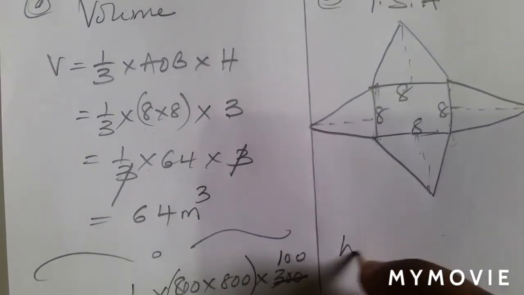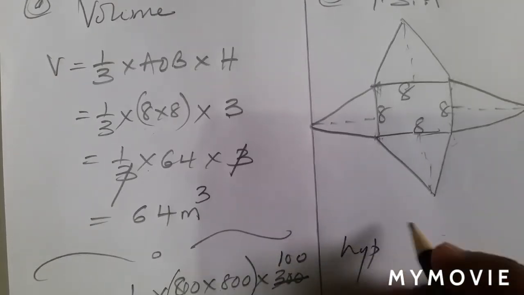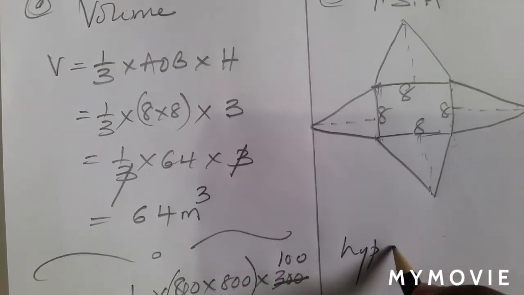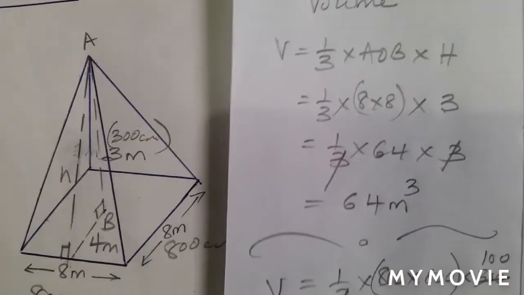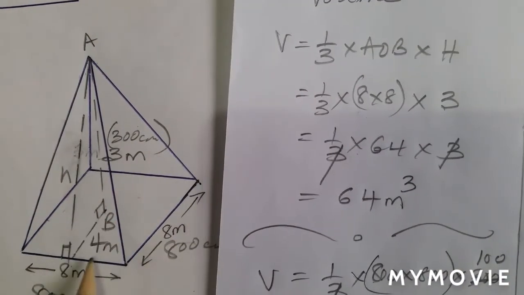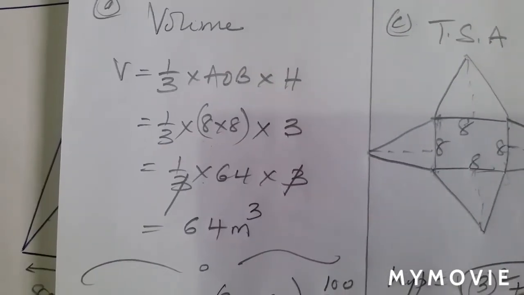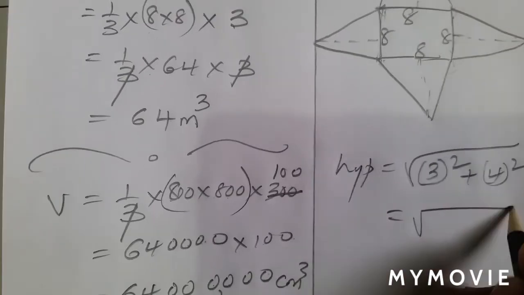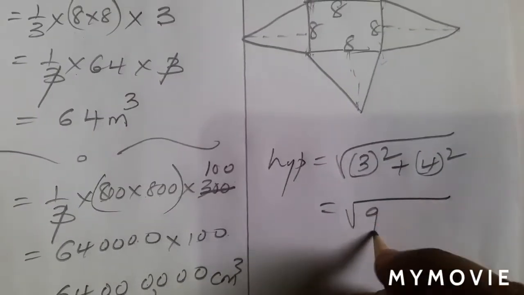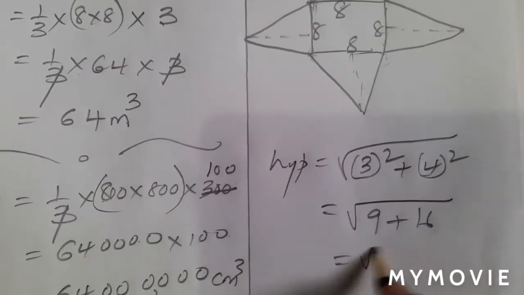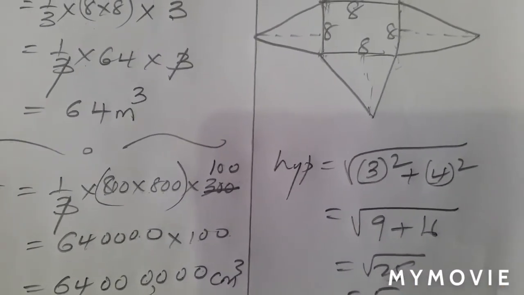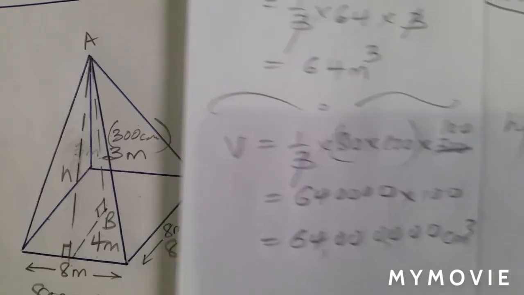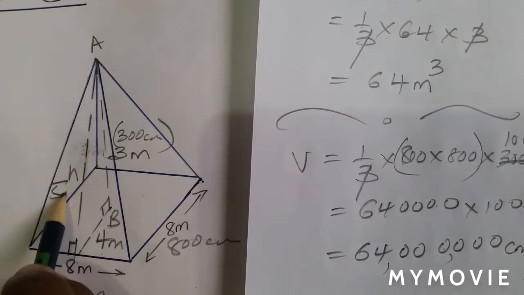So the hypotenuse, which in fact represents the height of the slanted triangle, equals the square root of 3 squared based on this fact, and 4 squared. So that would be 4 squared there. Alright, so this would be the square root of 3 squared is 9, 4 squared is 16, and that's 25, and that would be 5 meters. So the slanted height of each triangle here is 5 meters.